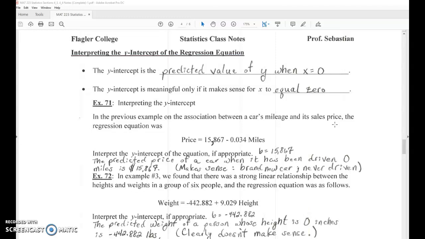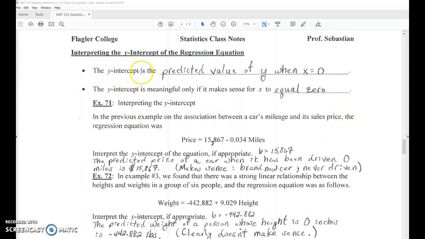We are now on to page 57 of our class notes, and we're still in section 4.3 where we're learning how to predict and interpret what the slope and the y-intercept of the regression equation gives us during regression analysis. So we already talked about the slope. Now we're going to talk about the y-intercept.